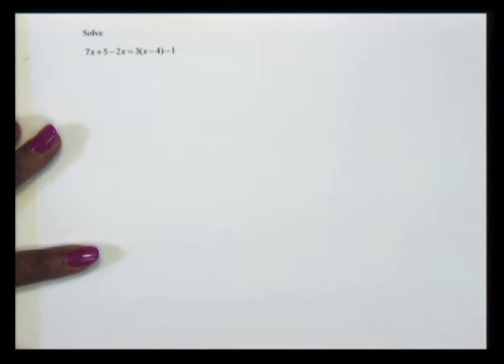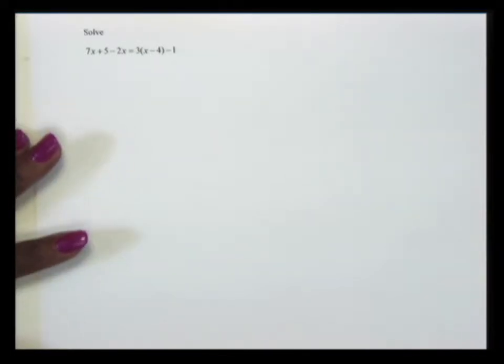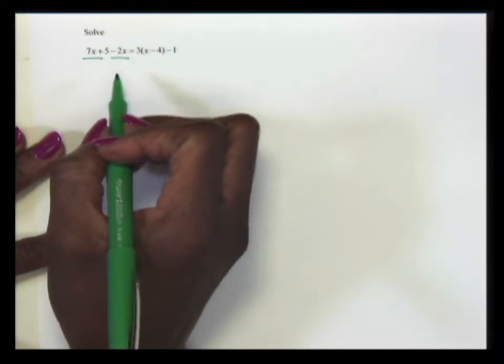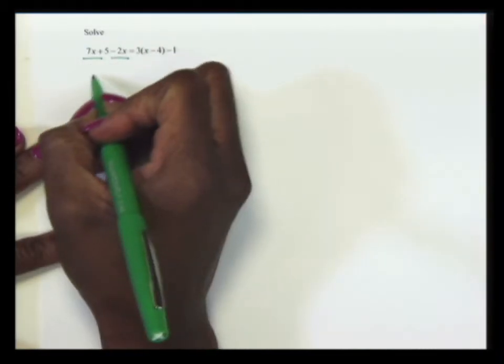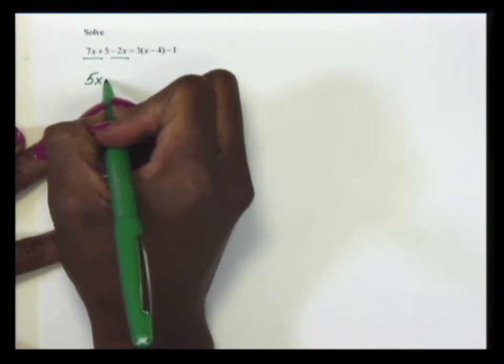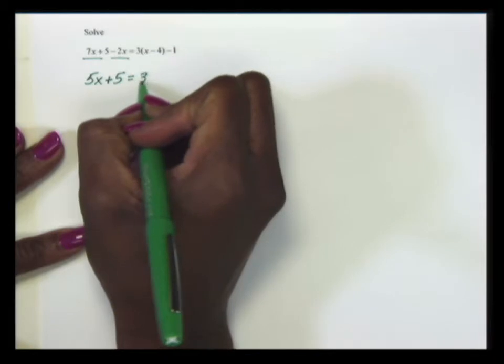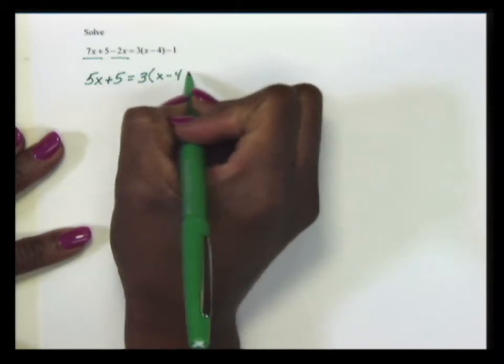On the left side, we have 7x plus 5 minus 2x. On the right side of the equal sign, we have 3 times x minus 4, minus 1. So if I simplify the left-hand side, we have 7x minus 2x, which will give us 5x, and we bring down the positive 5. It's equal to 3 times x minus 4, minus 1.